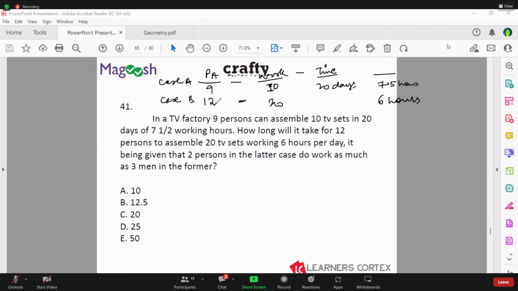Okay. And it is also given that in this case, the people are more efficient. How do we know that the people are more efficient? Whatever work was done by 3 people in the first case, it says that 2 people in the latter case do as much work as 3 men in the former case. So whatever work 2 people do here is equal to the work that 3 people do here. Does that make sense until here? Yeah. Okay.